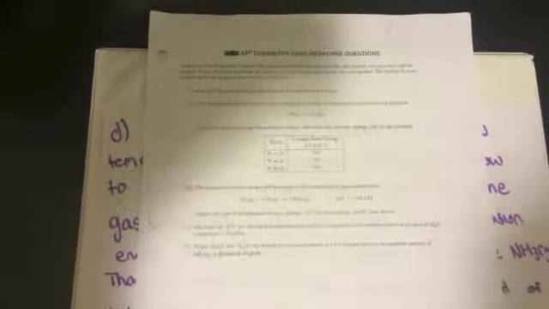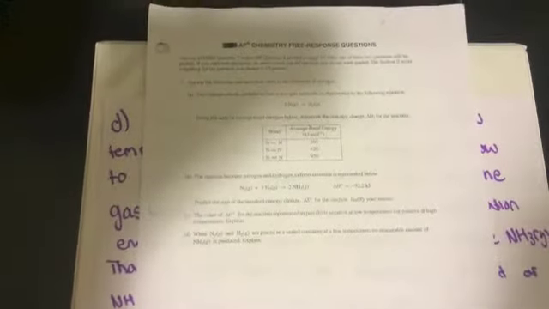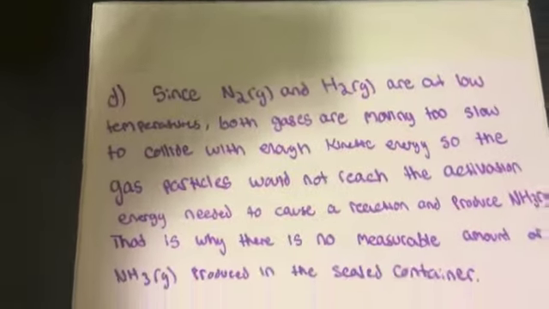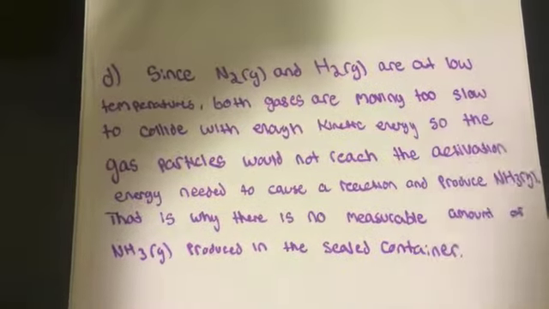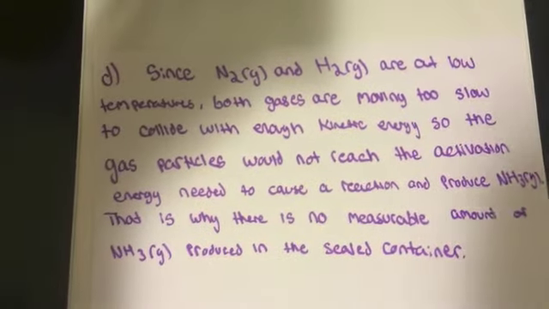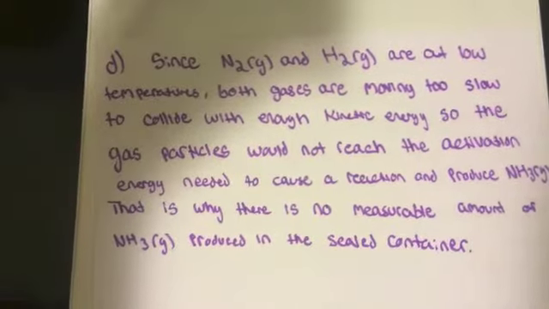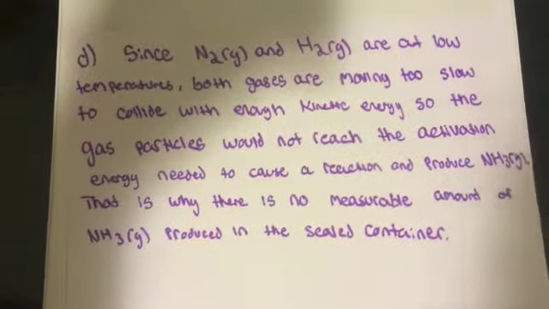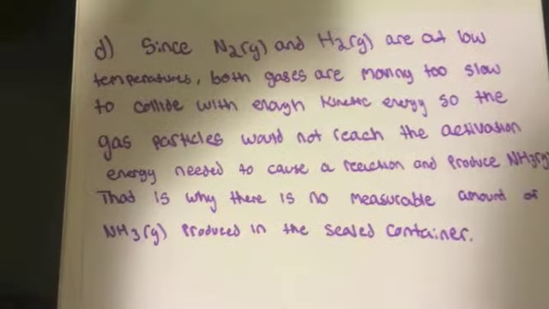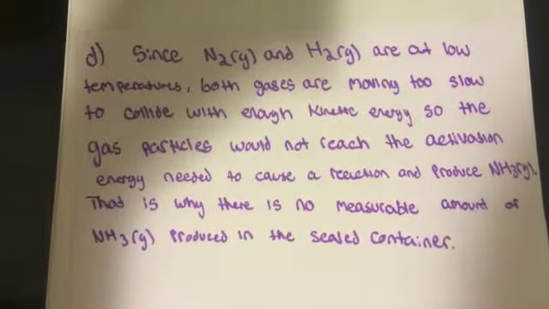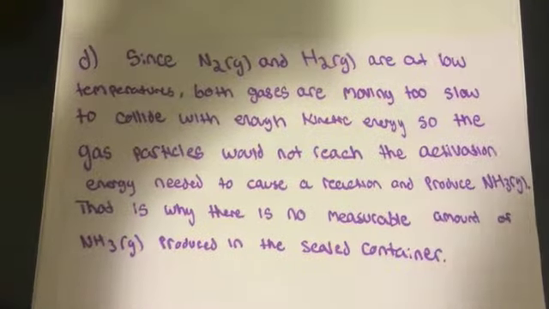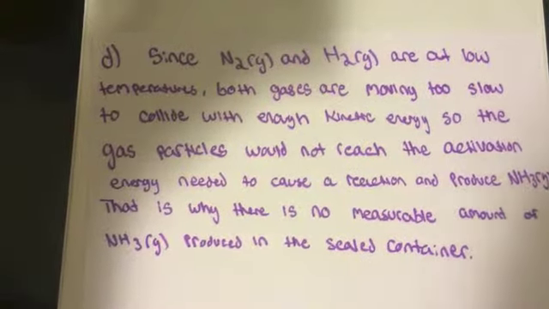D. When N2 and H2 are placed in a sealed container at a low temperature, no measurable amount of NH3 gas is produced. We need to explain why. So, since N2 gas and H2 gas are at low temperatures, both gases are moving too slow to collide with enough kinetic energy, so the gas particles will not reach the activation energy needed to cause a reaction and produce NH3 gas. That is why there is no measurable amount of NH3 gas produced in the sealed container.